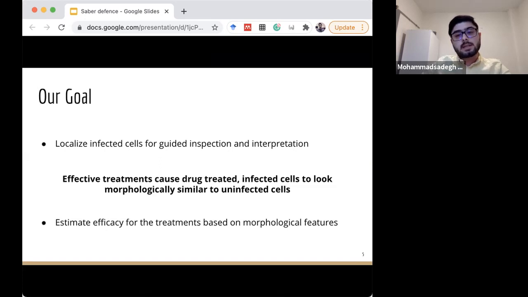We hypothesize that an effective treatment causes treated infected cells to look morphologically similar to the uninfected ones. So if we somehow manage to extract morphological features induced by the SARS-CoV-2 infection on the cells, we can use them to come up with a measure that allows us to compare treated infected cells to the healthy ones and quantify how effective a treatment is.